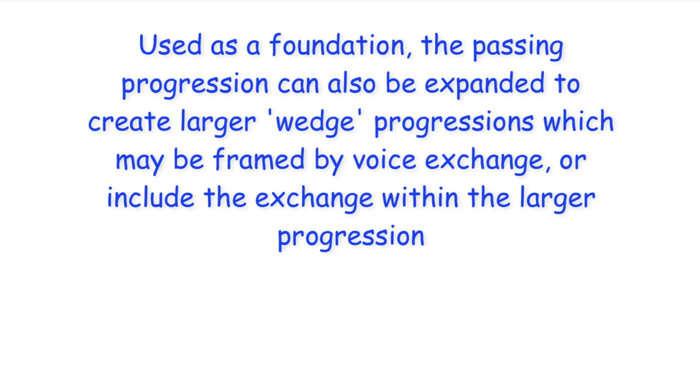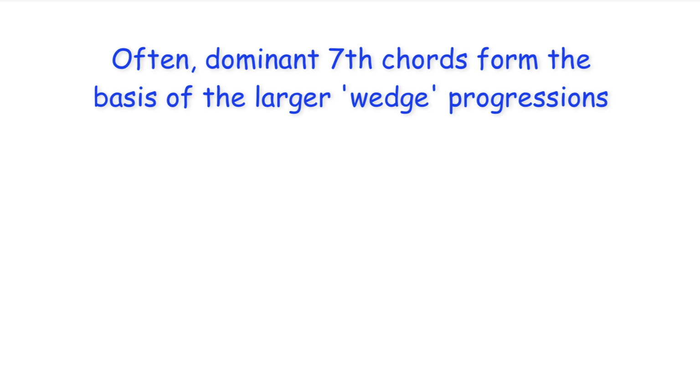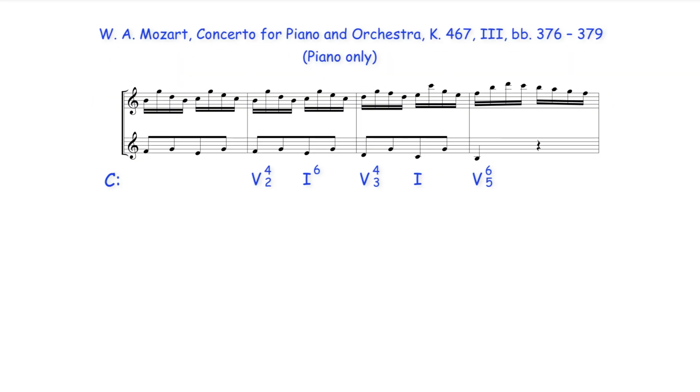Used as a foundation, the passing progression can also be expanded to create larger wedge progressions, which may be framed by voice exchange or include the exchange within the larger progression. Often, dominant seventh chords form the basis of the larger wedge progressions, and as here, may move through their different inversions to create the wedge. In this example, the dominant alternates with a single chord, tonic C major harmony, but may be prolonged using several.